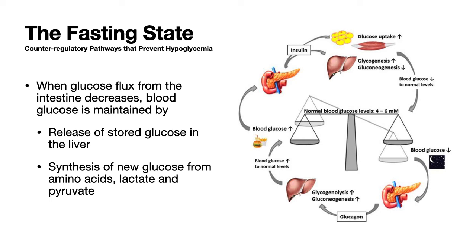So, in the upper image, you prevented the tilt towards hyperglycemia. And in the lower half of the image, during the fasting state, you prevented the tilt of the balance towards hypoglycemia. So, in effect, through these counter-regulatory pathways, you have always kept that balance in level.